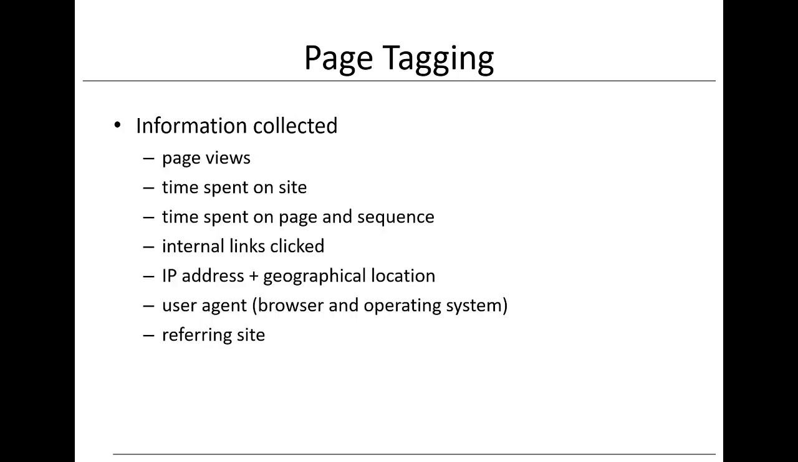When you add a page tag to your website, various information is collected, such as page views, the time spent on the site, the time spent on each page and the sequence, the internal links clicked, the IP address and, based on this, the geographical location, the user agent or browser and operating system, and the referring site.